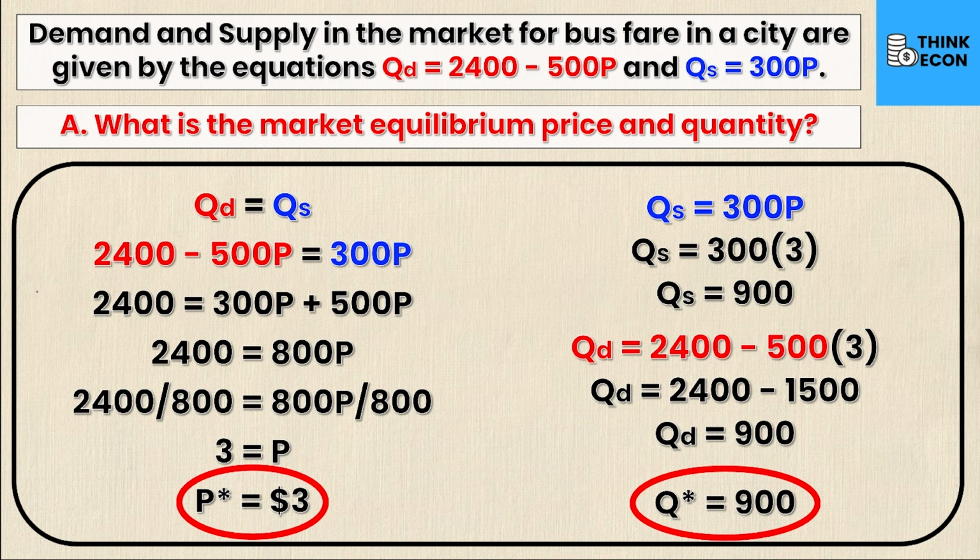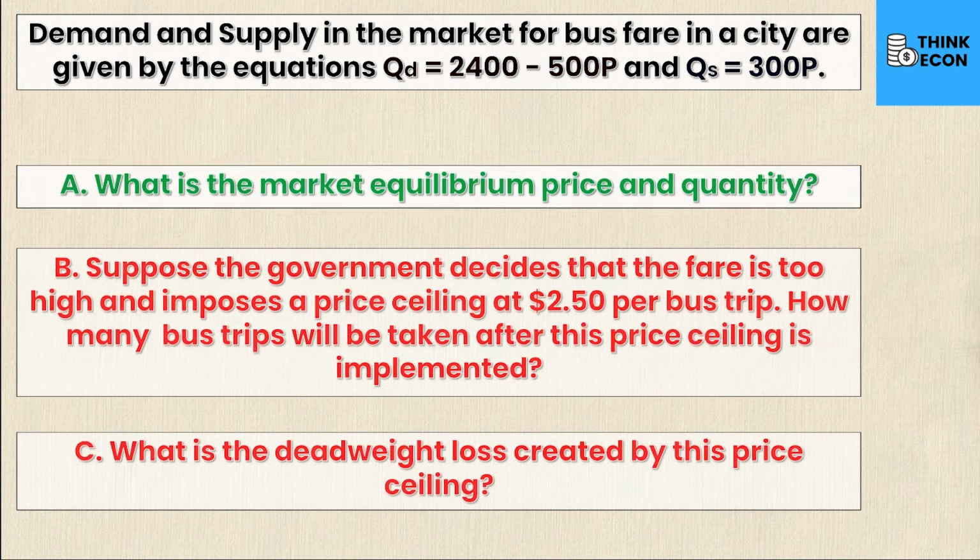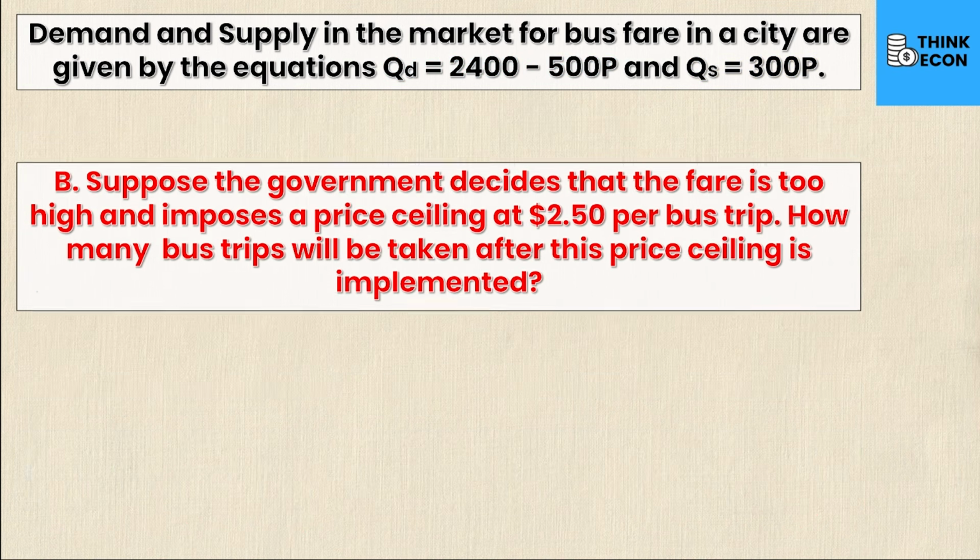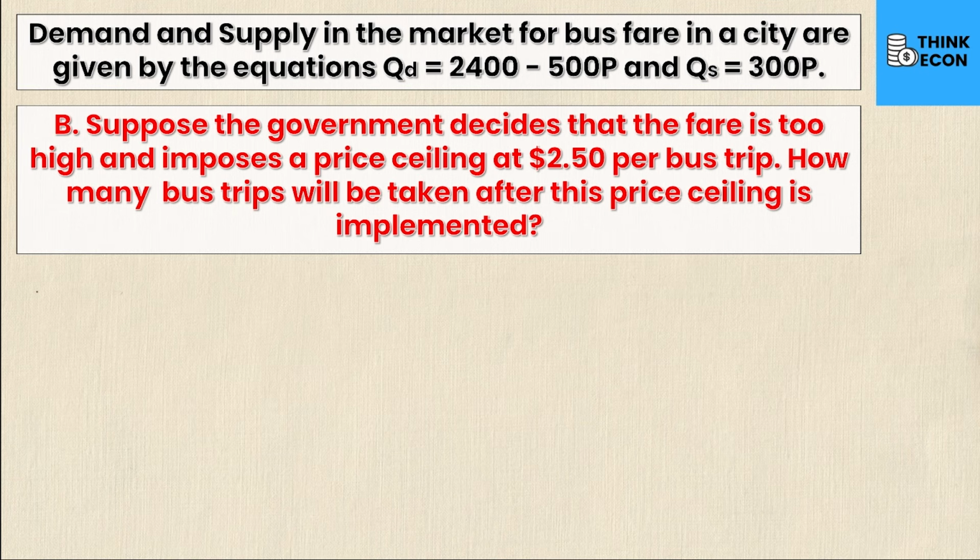P star or P equilibrium is equal to $3, and Q star or Q equilibrium is equal to 900. Now let's take a look at question B. Suppose the government decides that the fare is too high and imposes a price ceiling at $2.50 per bus trip. How many bus trips will be taken after this price ceiling is implemented?